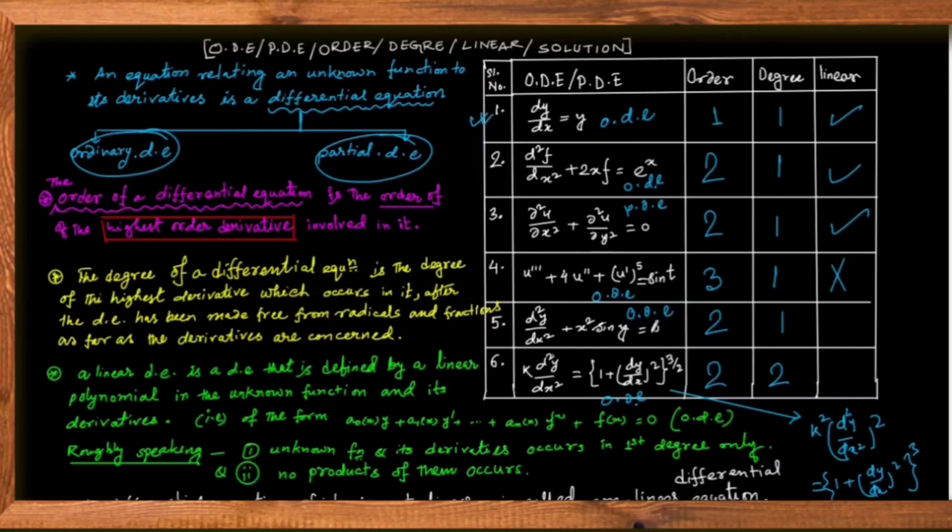Okay. Now equation 5. This is again a nonlinear equation because the argument of the sine function is y. That means it is not a polynomial in y and its derivatives. Okay, so the sixth equation, again it is not linear, it is a nonlinear equation because dy/dx has power 2.